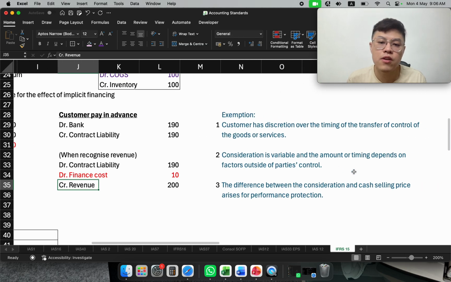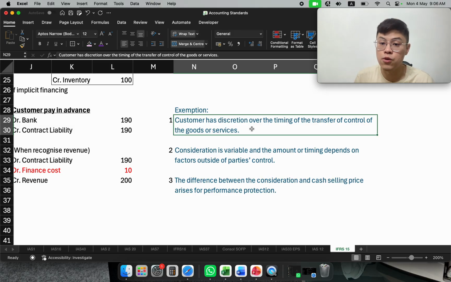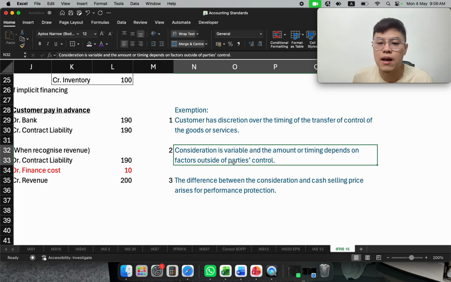However, IFRS 15 also says if the customer has discretion over the timing of transfer of goods, meaning to say if the customer wants you to transfer it in 2 years' time, maybe now or 3 months later, then this financing component we can ignore. We won't do that. And if the consideration is variable and the amount or timing depends on a factor outside both parties' control, we cannot control anything, maybe legal things or other factors coming in, then we won't do financing components as well.